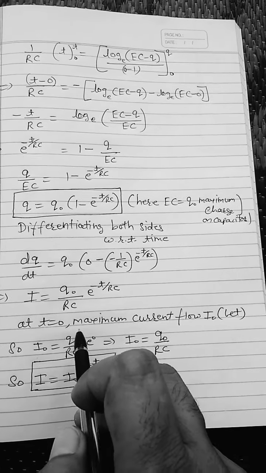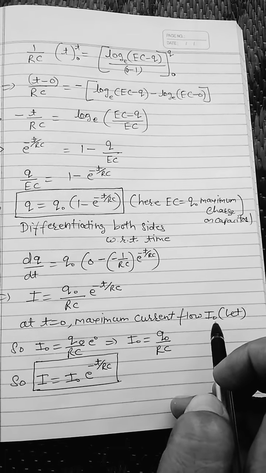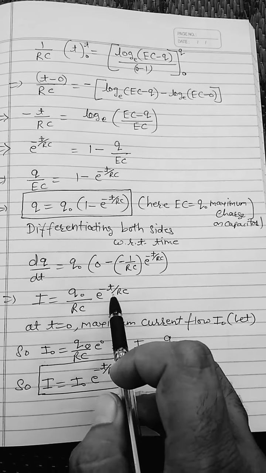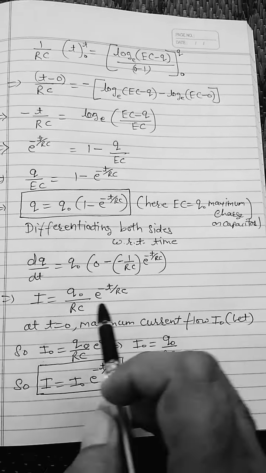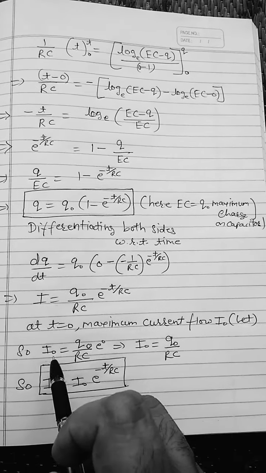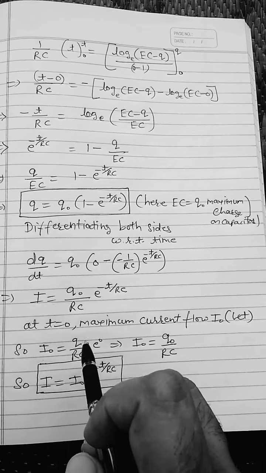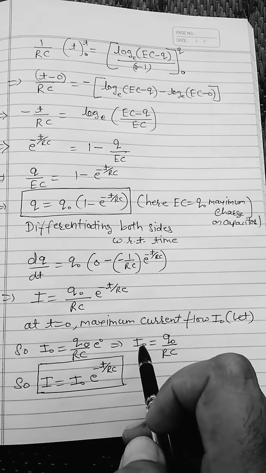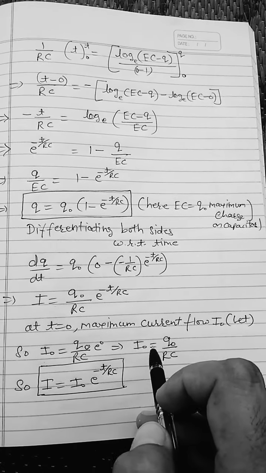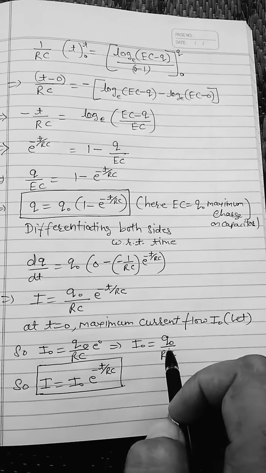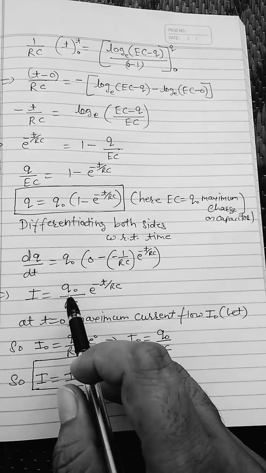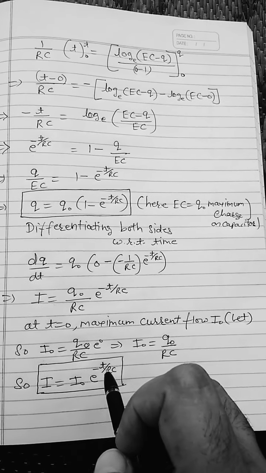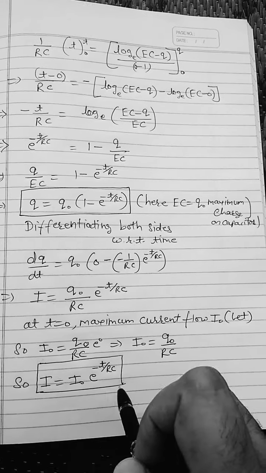So now here we can see that at t is equal to 0, it means at starting, there was maximum current, let it be I naught. So when we put t is equal to 0 and I is equal to I naught here, I naught is equal to q naught upon RC e raised to 0, and e raised to 0 is equal to 1. So from here we can see that I naught is equal to q naught upon RC. So we can put this as I naught here. Okay, so it will be I is equal to I naught e raised to minus t upon RC. This is the equation for current.